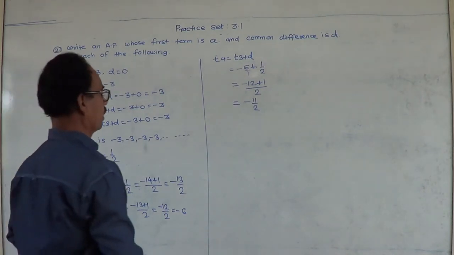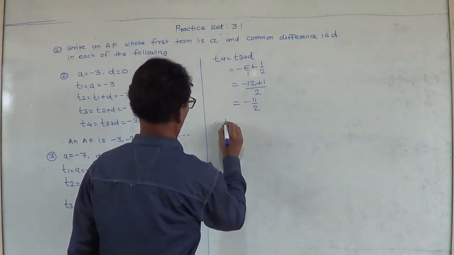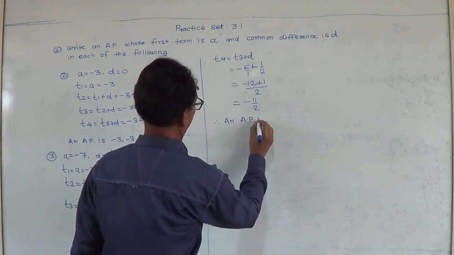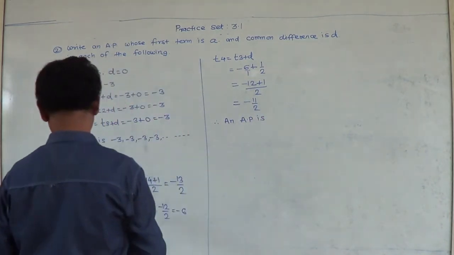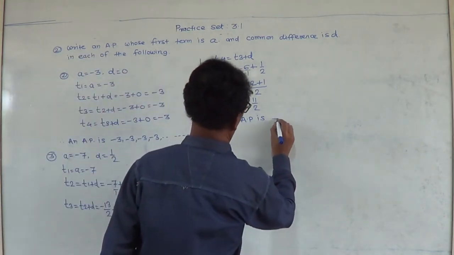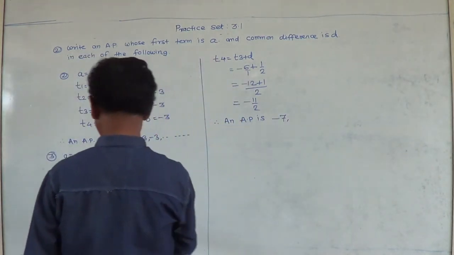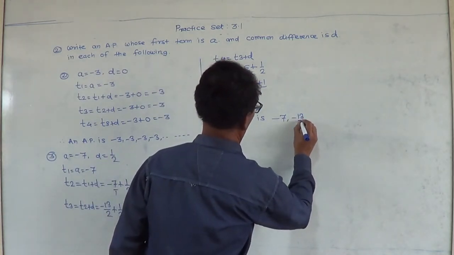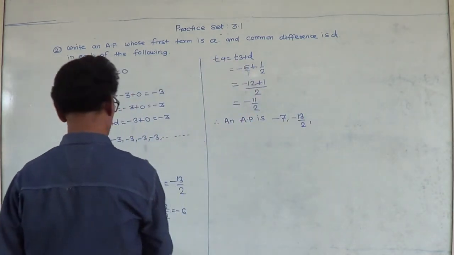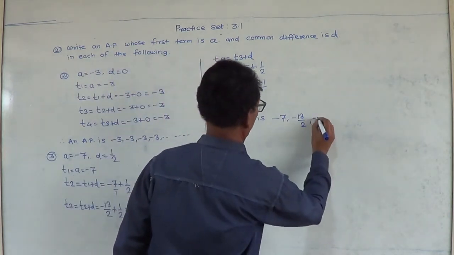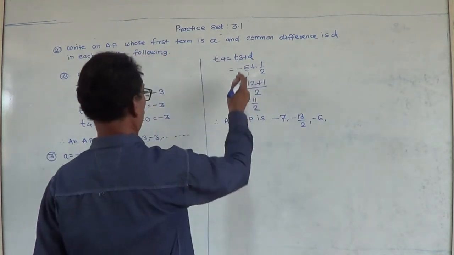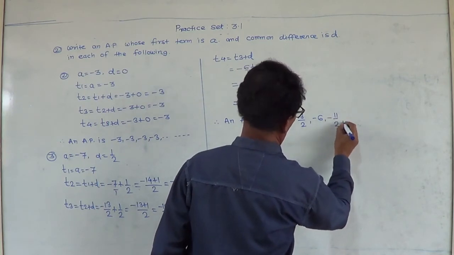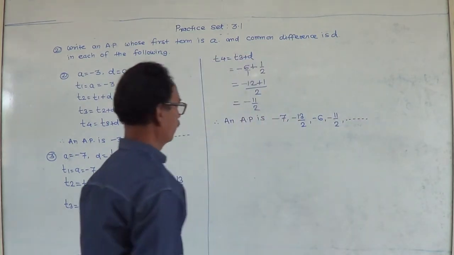So the AP is, T1 that is minus 7, T2 that is minus 13 by 2, again T3, the value of T3 is minus 6, T4 is minus 11 by 2, and so on.